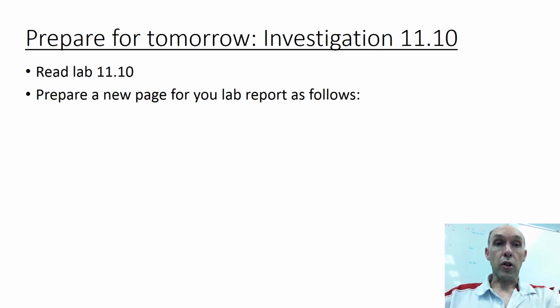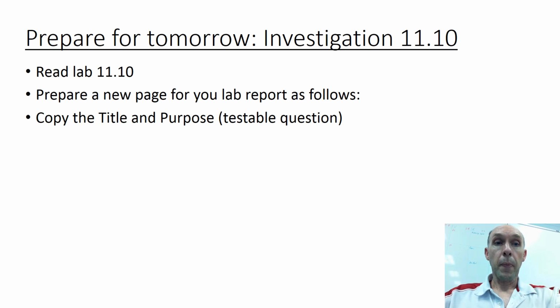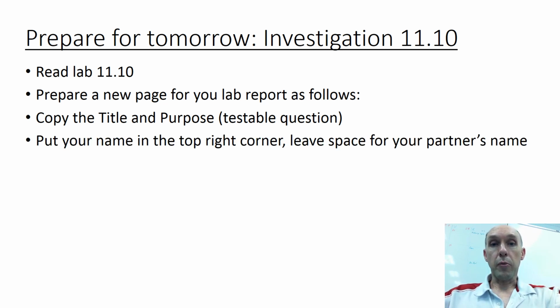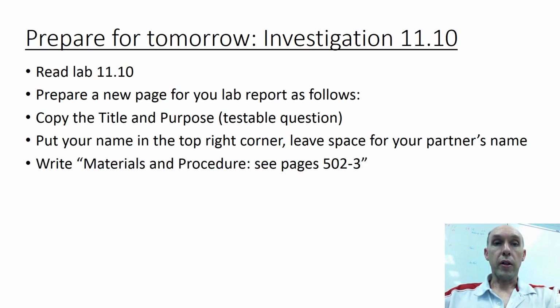Next, you're going to start a new page for your lab report. You're going to copy the title and the purpose. Remember the purpose in the book they call the testable question. You're going to copy those down just like we did before. Next, you're going to put your name in the top right hand corner, leave a spot for your partner's name. You're going to write down materials and procedures, see pages 502-3, because that's where the procedure and everything is.